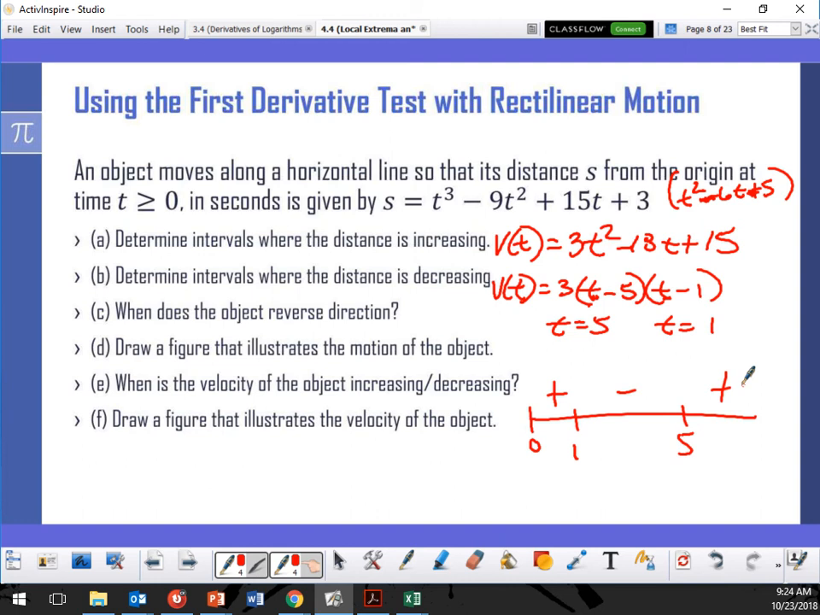When does the object reverse direction? At 1, right? At 1, because my critical value here says that it's now decreasing here. So it's going to change direction from here to here. Okay? So it's changing direction there, right?